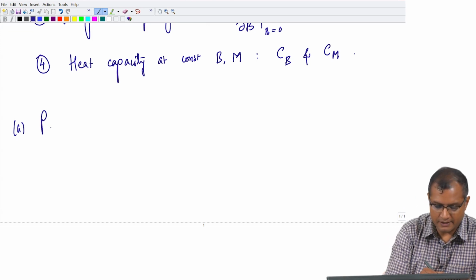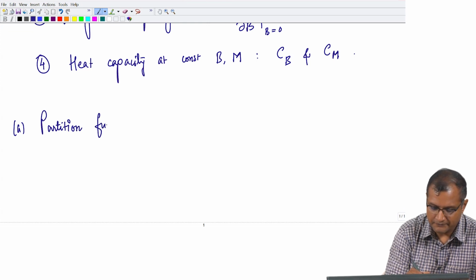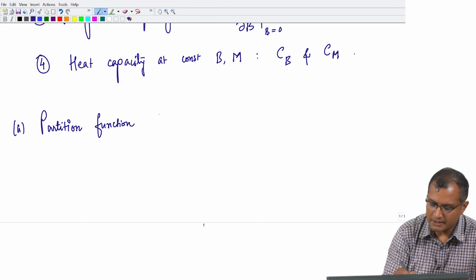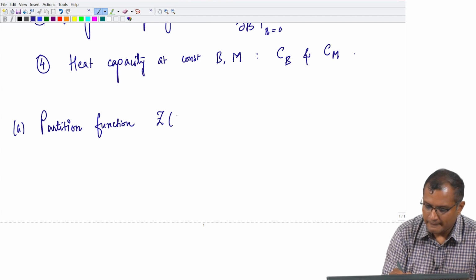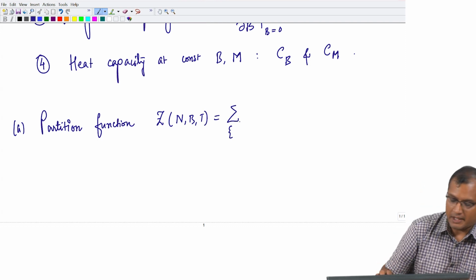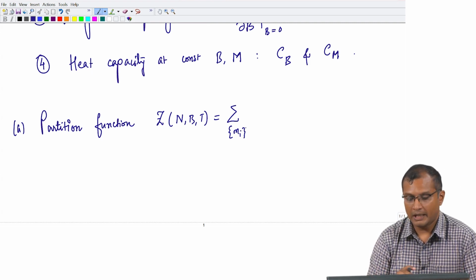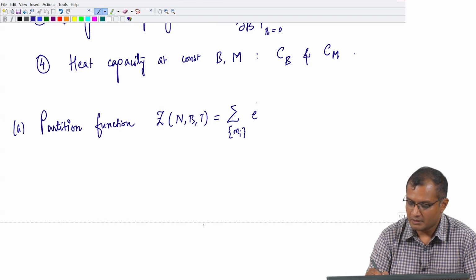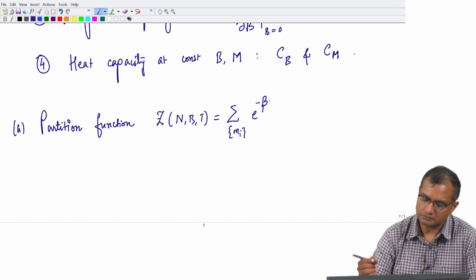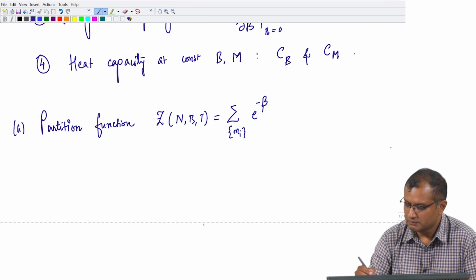So, the partition function here is nothing but the summation over all degrees of freedom. You can also call it as a trace, and the Boltzmann factor, which is e raised to minus beta into the energy scale of the problem.